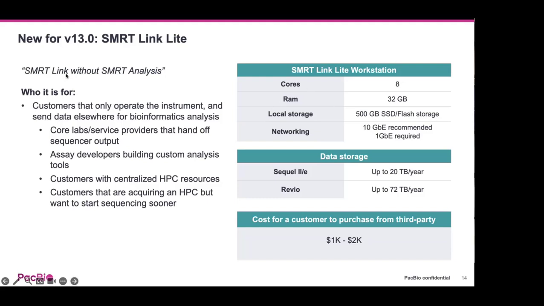And so the idea is they can install SmartLink Lite instead on just a typical commodity workstation, laptop, or desktop computer. Yeah, a lot fewer cores needed, a lot less RAM needed, a lot less local storage. So typically this is like 1 to 2K. And so this could be a good option for customers that don't want to use our smart analysis pipelines.